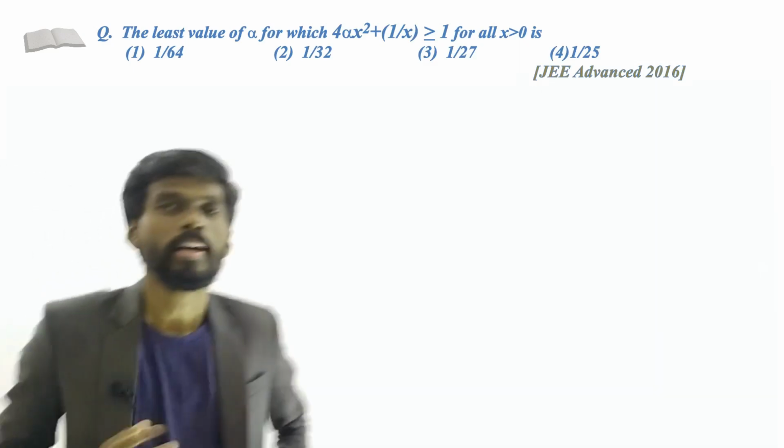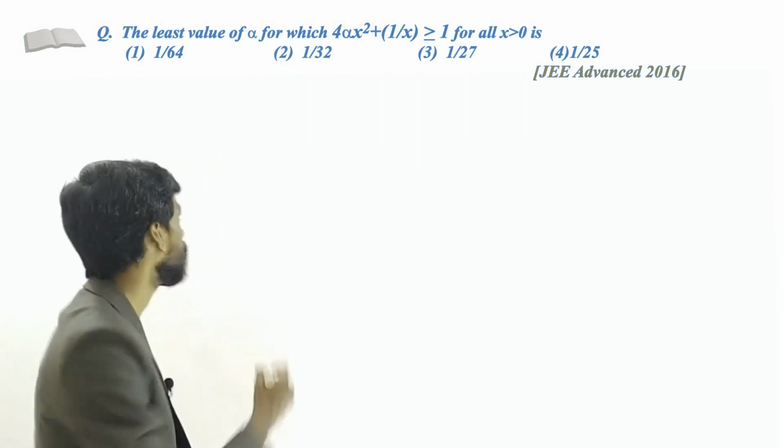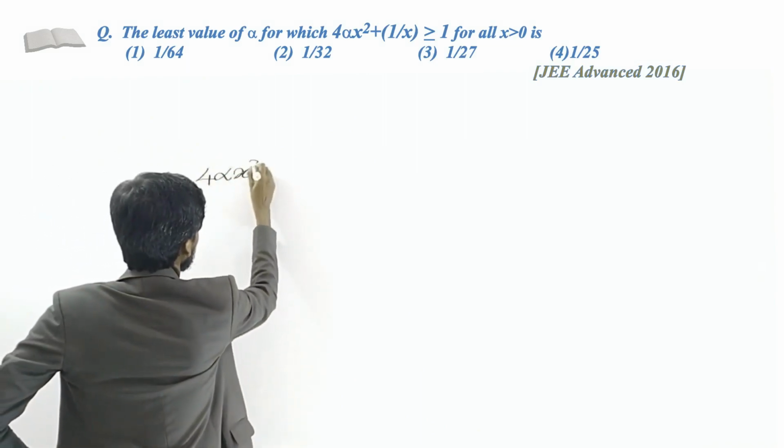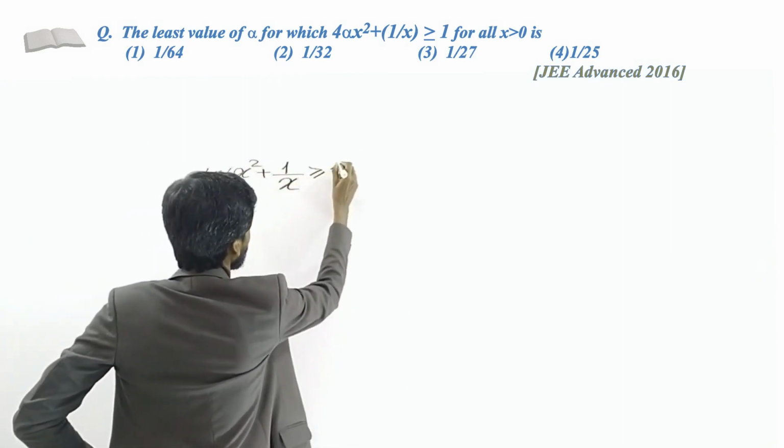The least value of alpha for which 4 alpha x squared plus 1 by x is greater than or equal to 1 for all x greater than 0 is. Here some inequality is given, we have to find the least value of this alpha, right? So what is given here is 4 alpha x square plus 1 by x. That must be greater than or equal to 1.